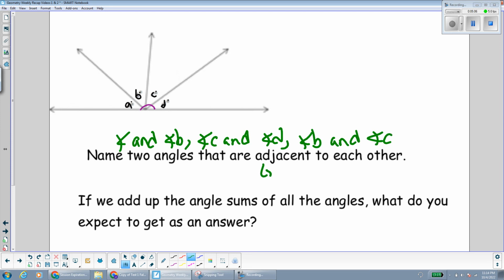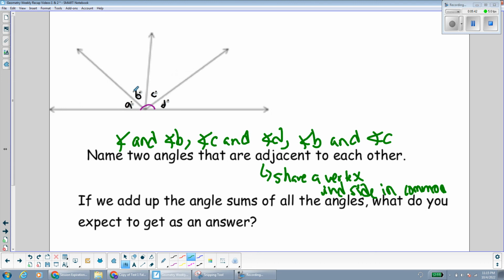Once again, adjacent angles are angles that share a vertex and side in common. We can think of them as connected or attached to each other, right next to each other. A is right next to B, they're connected, common vertex and side. B is adjacent to C, they're connected, they're attached, vertex and side in common. And C and D are connected, they're attached, vertex and side in common.